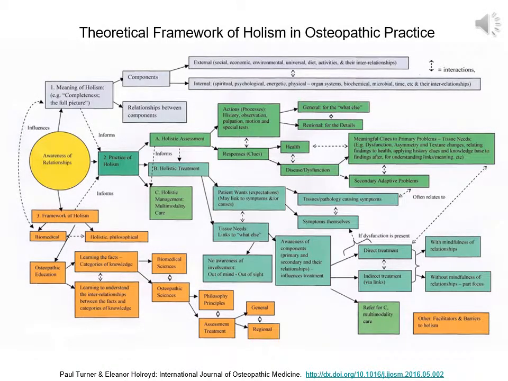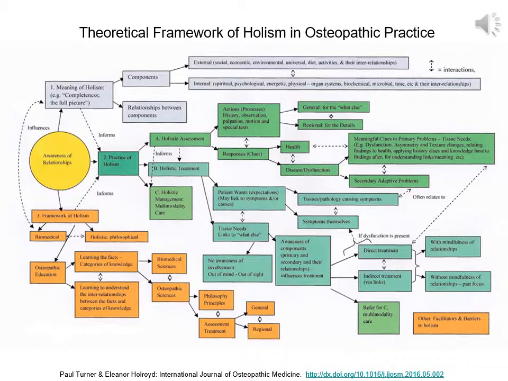So this diagram and the next slide is the whole theoretical framework of holism. Now, when you show this to people, I'm showing it because see how confusing and complicating it looks? But really, if you look at the key theme in this yellow circle, it is awareness of relationships. But the top bit, the meaning of holism, if you really break it up, it's not so hard.